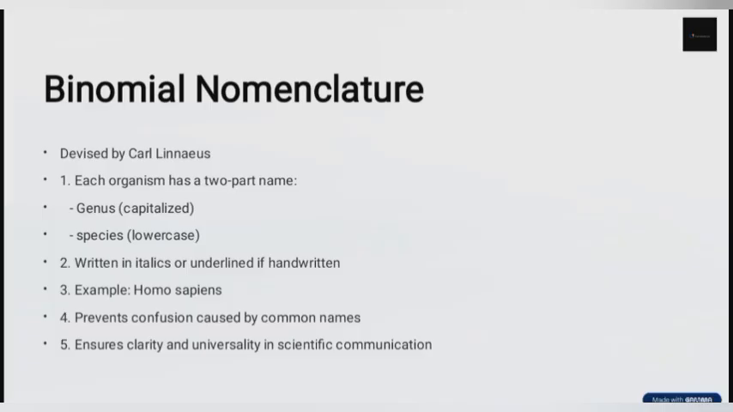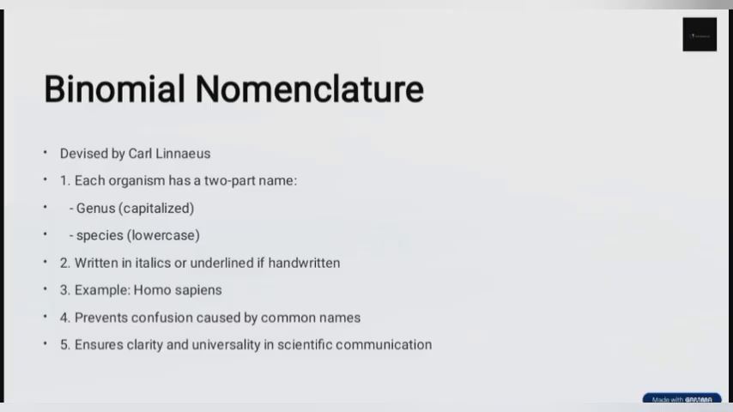Okay. So number four, this system of binomial nomenclature serves one key purpose: to prevent confusion of common names. So that's why we have Homo sapiens.